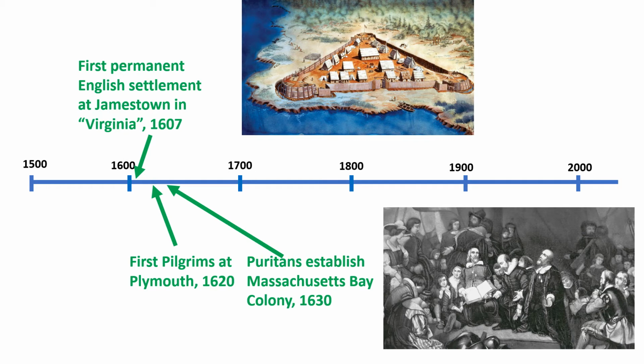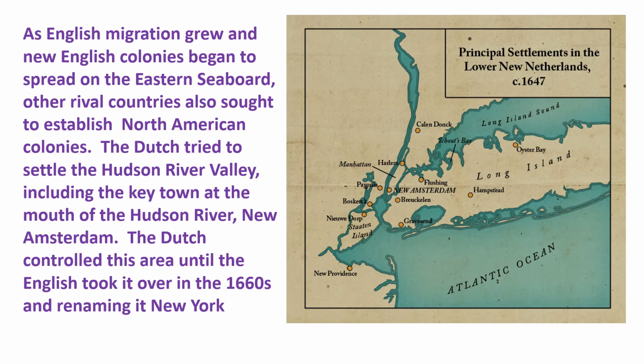About 10, 15 years later, you started seeing the first so-called pilgrims landing at Plymouth up in Massachusetts Bay. That was in 1620. And about 10 years after that, there was a flood of these Puritans who established Massachusetts Bay Colony in the 1630s. As English migration grew in the 17th century and new English colonies began to spread on the eastern seaboard, other rival countries also sought to establish North American colonies.